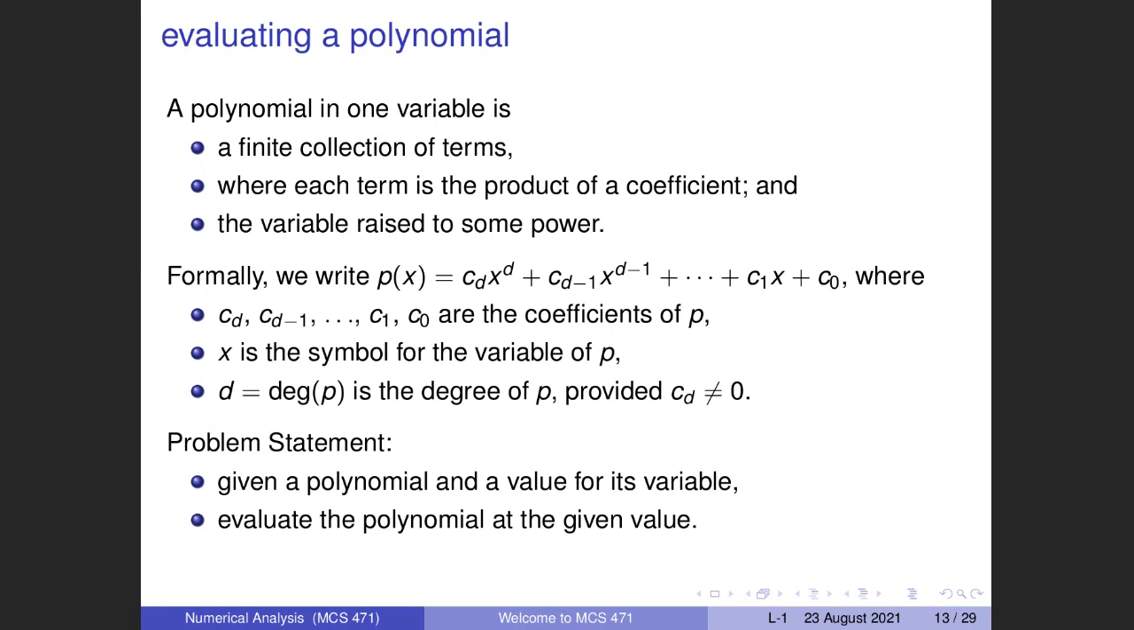So here is our algorithm, described in three ways. So the title of the algorithm will be evaluating a polynomial. What is a polynomial? So a polynomial is a finite collection of monomials with a coefficient. So a term is actually a product of a coefficient and a variable. So this is what a polynomial is in words.